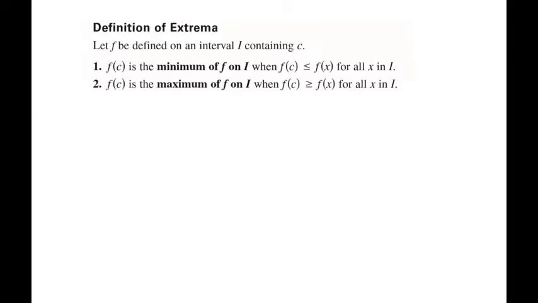Okay, so this video is on absolute extrema and how to calculate absolute extrema. The first thing that we are going to be talking about is what is an extrema, which we actually did in class already if you were there.